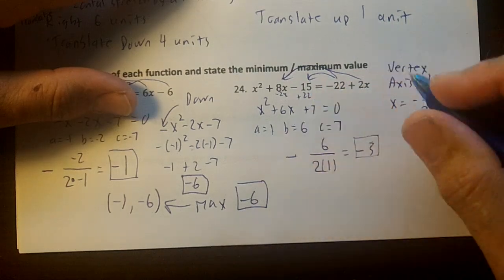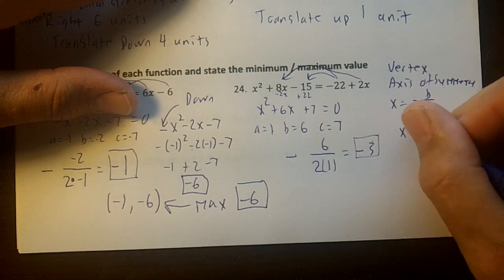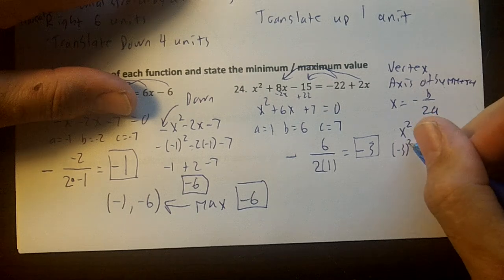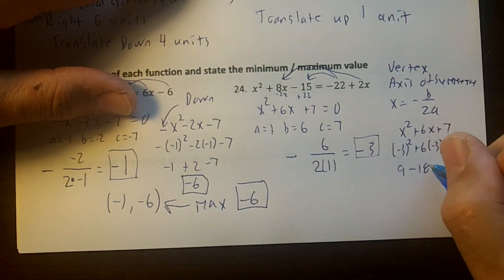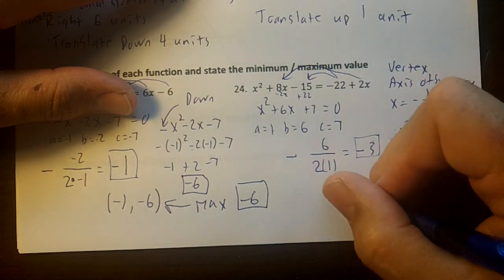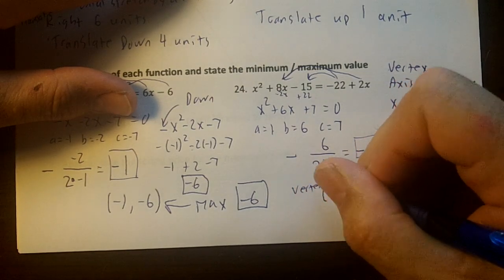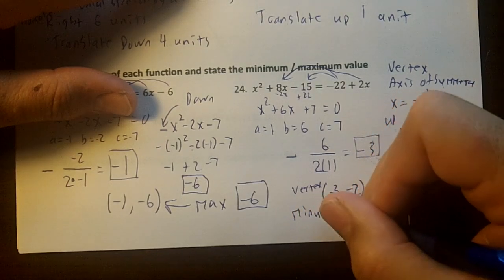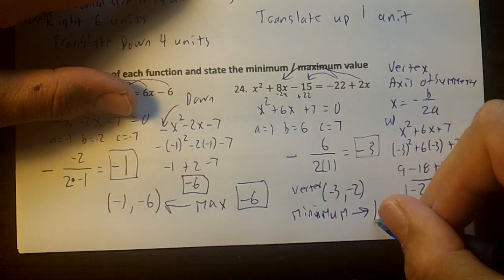Now then, plug it back in. If you have a calculator, just graph it and hit Control T, right? So x squared plus 6x plus 7. Plug in the negative 3. You're going to get 9 minus 18 plus 7, and that's going to turn into negative 2, isn't it? Okay, so I'm going to have negative 3 comma negative 2. That's my vertex. This graph opens up, so this is a minimum value. And my minimum value is negative 2.